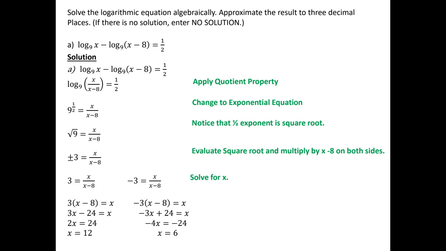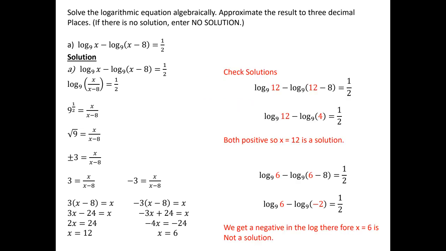Again, you always want to check your answers. Put these values back in. If any of those values give you a negative value for the input, it's a no solution. So again, if I input these, and now I'm glad I checked. If I put 12 here, there's no problem. Log base 9 of 12 minus 8 is a positive 4, so this is not our problem. So one of my solutions is 12.